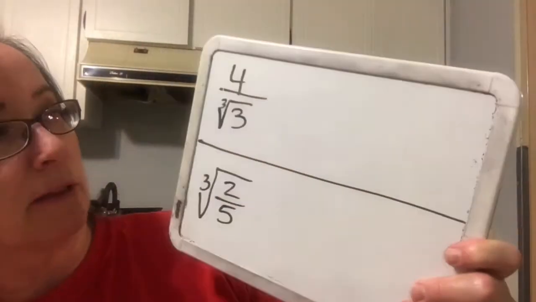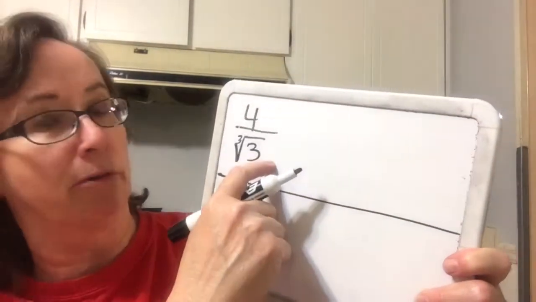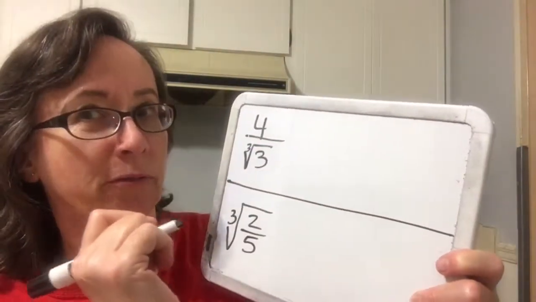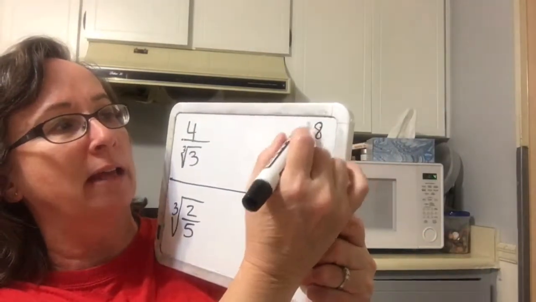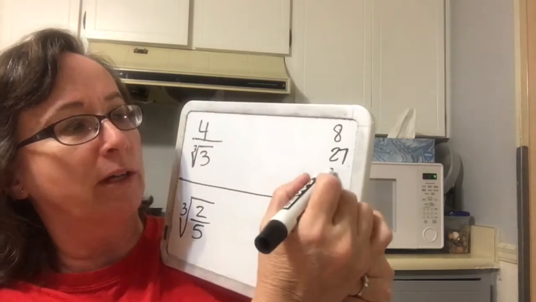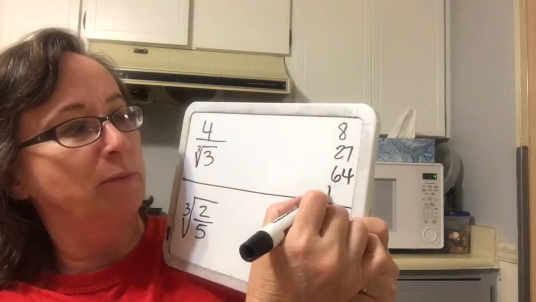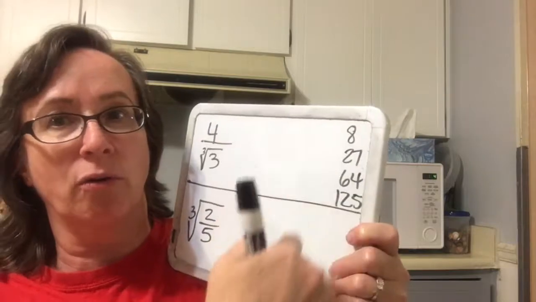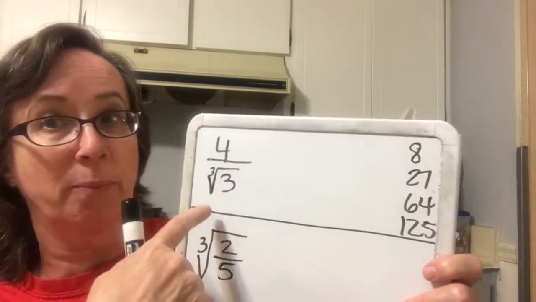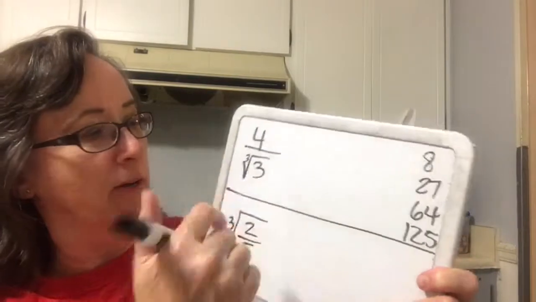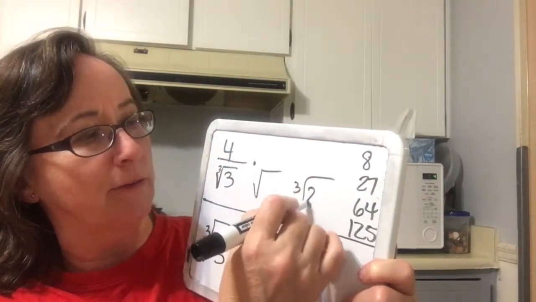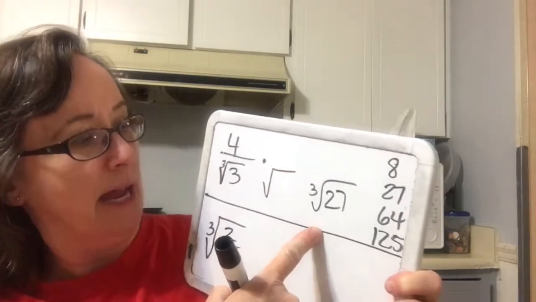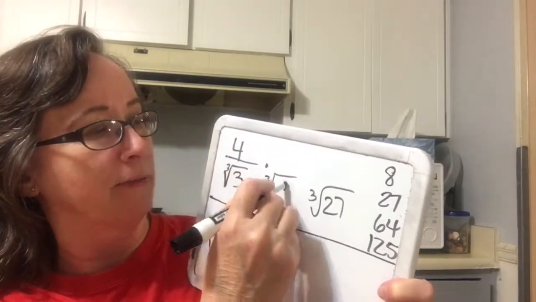And the next one is 4 over the cubic root of 3. The cubic root of 3 can get to 27. Remember my cubes. 2 cubed is 8, 3 cubed is 27, 4 cubed is 64, 5 cubed is 125. So these are goals when we're trying to get to a perfect cube in the denominator. So I'm going to multiply by something that's going to get me to the cubic root of 27 in the denominator, and that something is going to be the cubic root of 9.